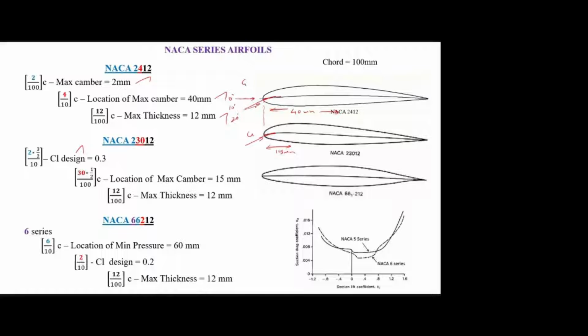For different flow velocities and angles of attack, we will get different CL. If the angle of attack increases, CL also will increase. So CL design means the flow has to be tangent to the leading edge of this camber line. At that time you will get a CL, that is called CL design. Do you understand?